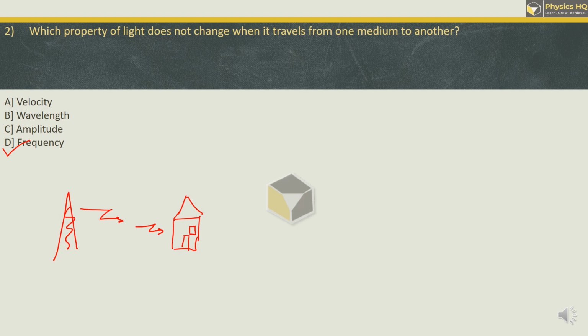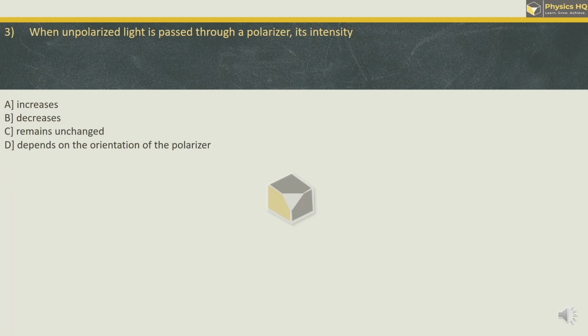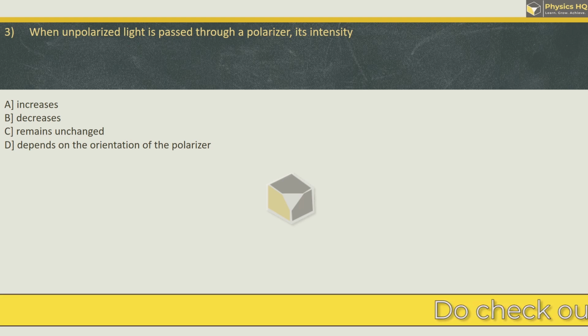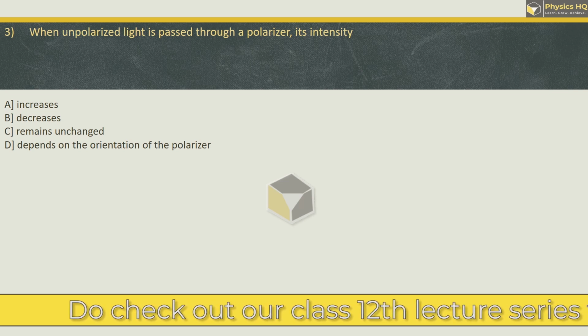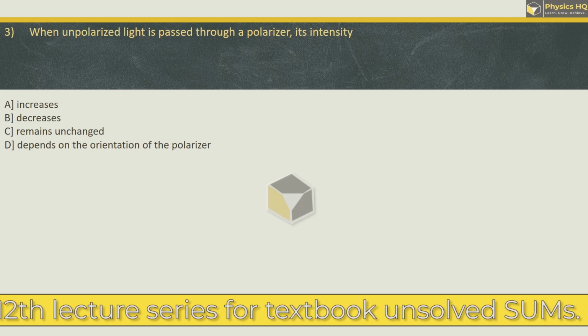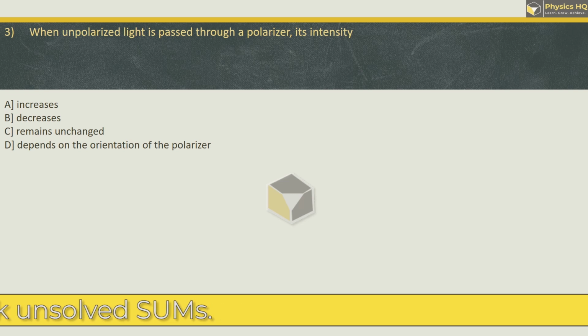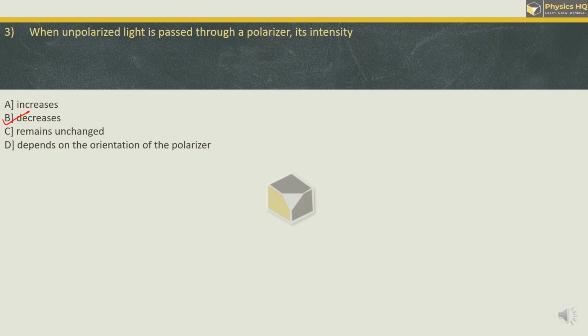Let us check out the next MCQ. When unpolarized light is passed through a polarizer, its intensity: increases, decreases, remains unchanged, or depends on the orientation of the polarizer. As we have seen in the first question, when we pass unpolarized light through a polarizer, not all the waves are allowed to pass, only the ones in the orientation of the polarizer can pass through it, and therefore the intensity of the light decreases. Hope you all understood this.